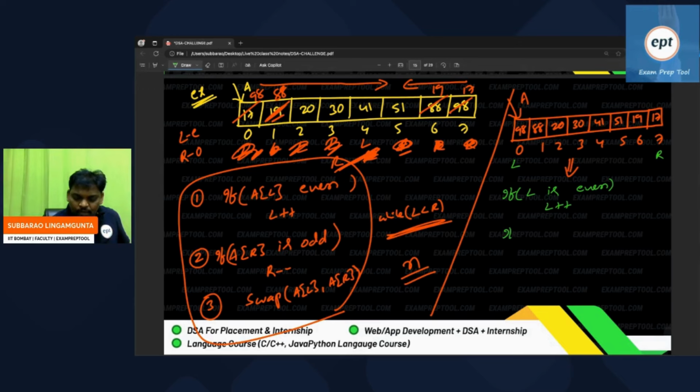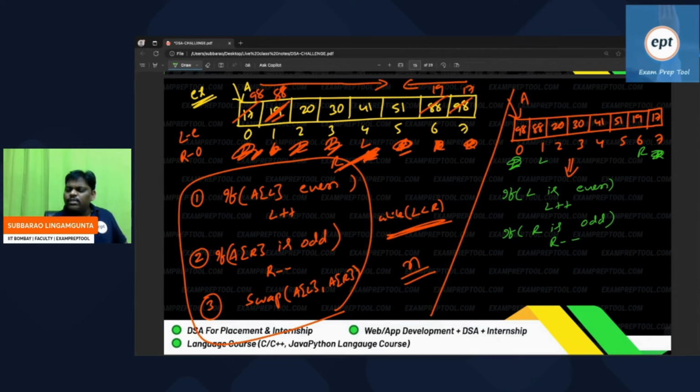In the similar way, if R is odd, you know very well, if R is odd, meaning the position is also odd, no need to do anything. Then R minus minus. Right? So let's check this one. L is even? Yes. L means position. L is odd, stop it. In the similar way, R is odd, yes. Like this. This is also going on in one loop, remember.